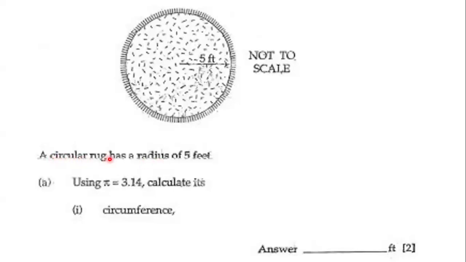A circular rug has a radius of 5 feet. Using pi as 3.14, calculate its circumference. The formula for the circumference of a circle is 2 pi r. So 2 multiplied by pi multiplied by r.